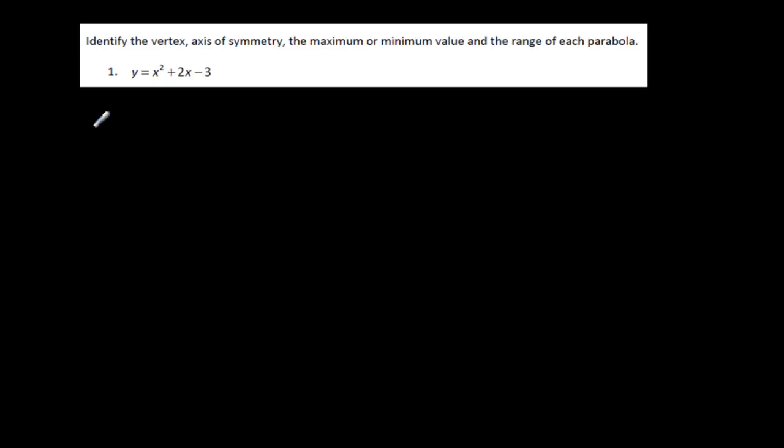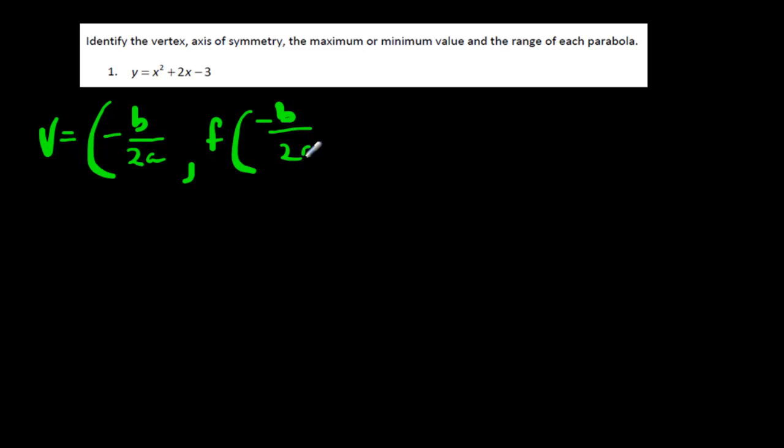4.2a, this is the worksheet for it. They want you to find the vertex, axis of symmetry, maximum value, and the range. So the first thing you want to do is identify what kind of form the parabola is in. This is in standard form.